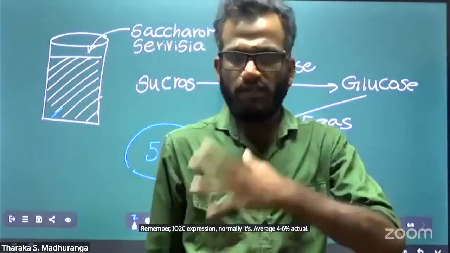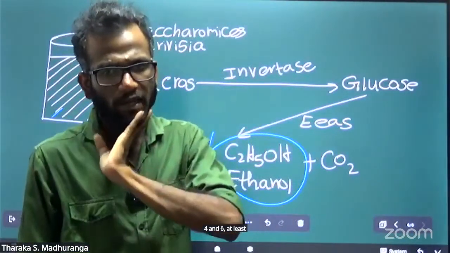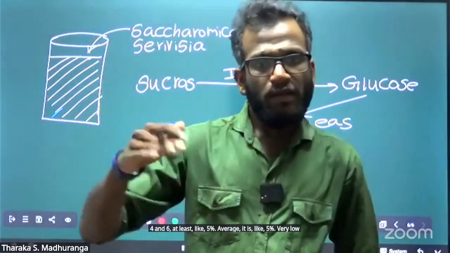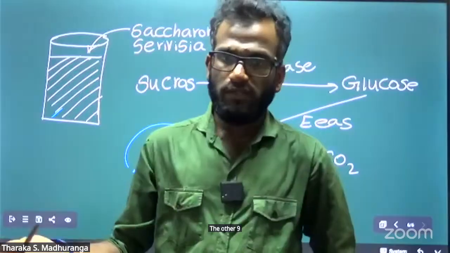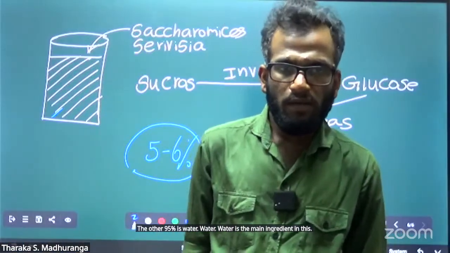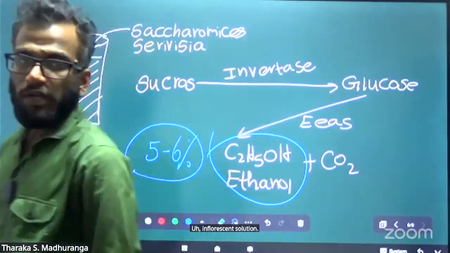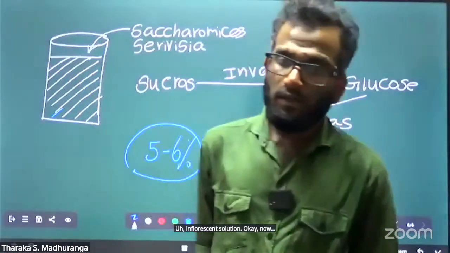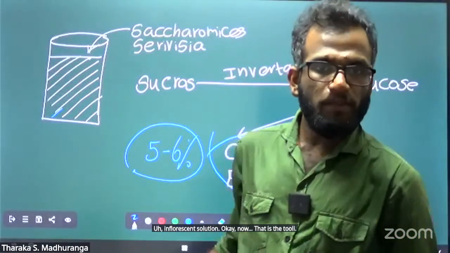Between 4 and 6, at least around 5%. On average, it is about 5%. A very low amount of ethanol. The other 95% is water. Water is the main ingredient in this inflorescence solution. Okay, now that is toddy. Very simple.